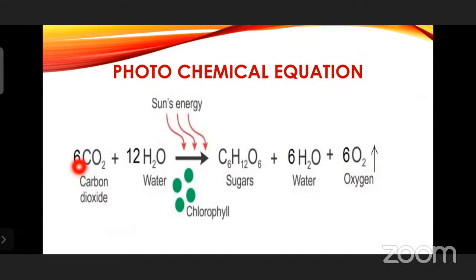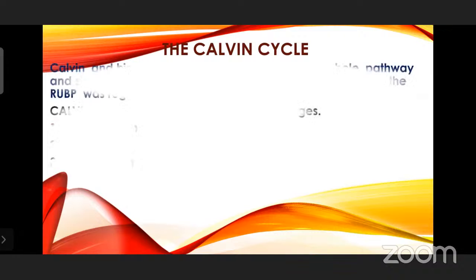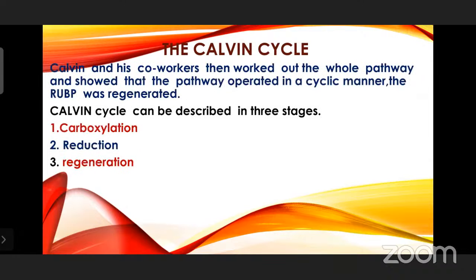But here, remember, how many carbon atoms are going to participate? 6 carbons, from 6 carbon dioxide molecules. And here you also have to remember how this proceeds in the biosynthetic phase, the carbon fixation, or we can also call it the Calvin cycle, or the C3 cycle or C3 pathway. Why C3 pathway? Because of 3 carbons.